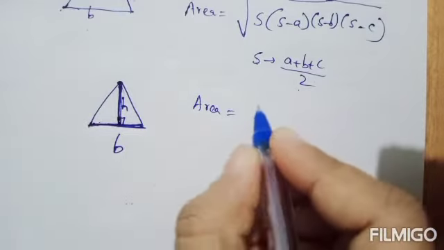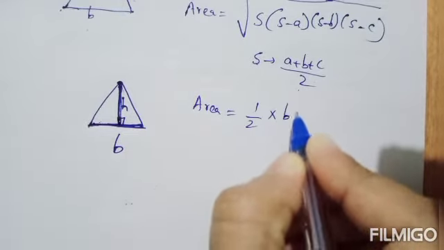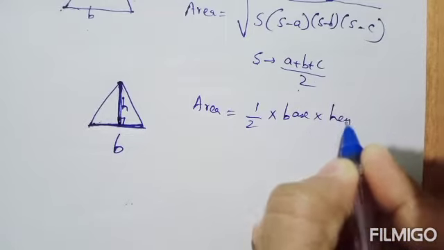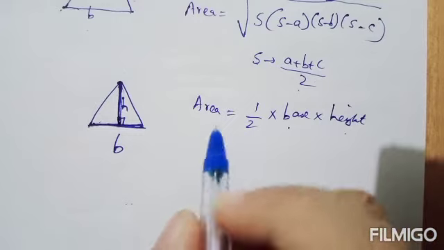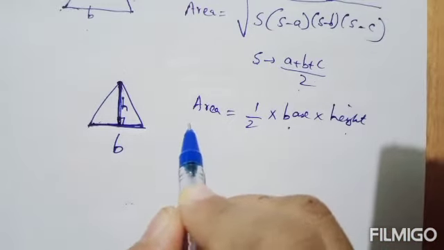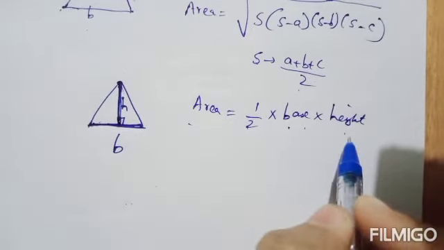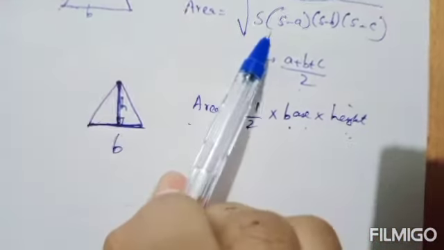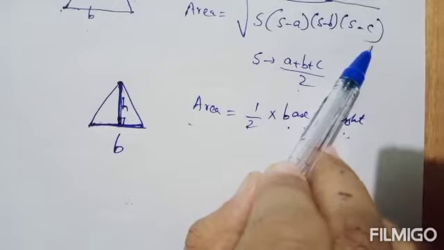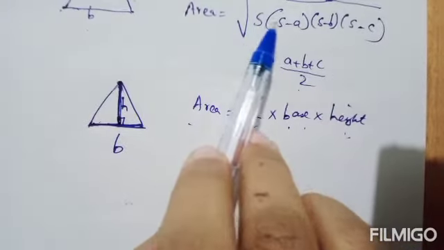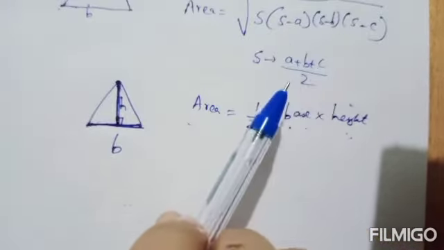There is one formula: area equals half into base into height. If the base and corresponding height are given, the formula for finding the area of a triangle is half into base into height. If three sides are given, the formula is root of S into S minus A into S minus B into S minus C.